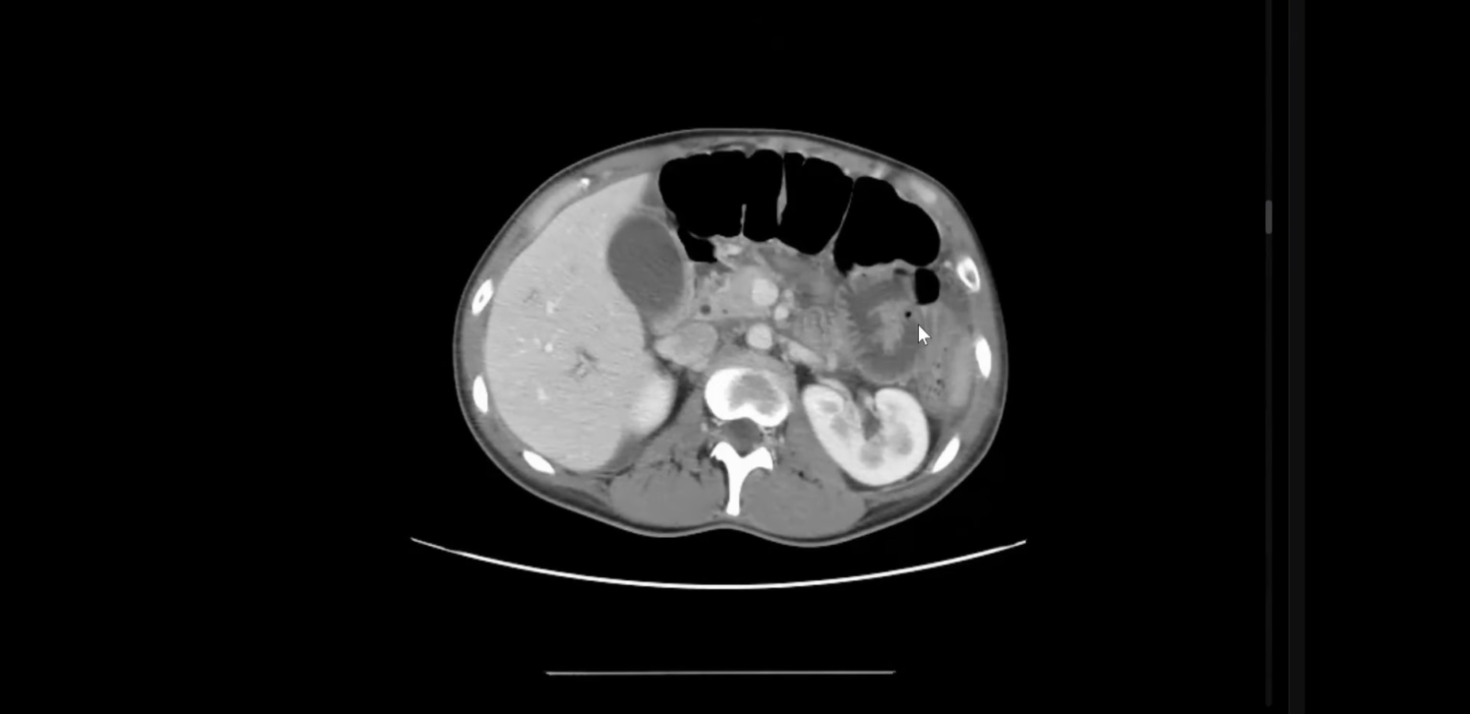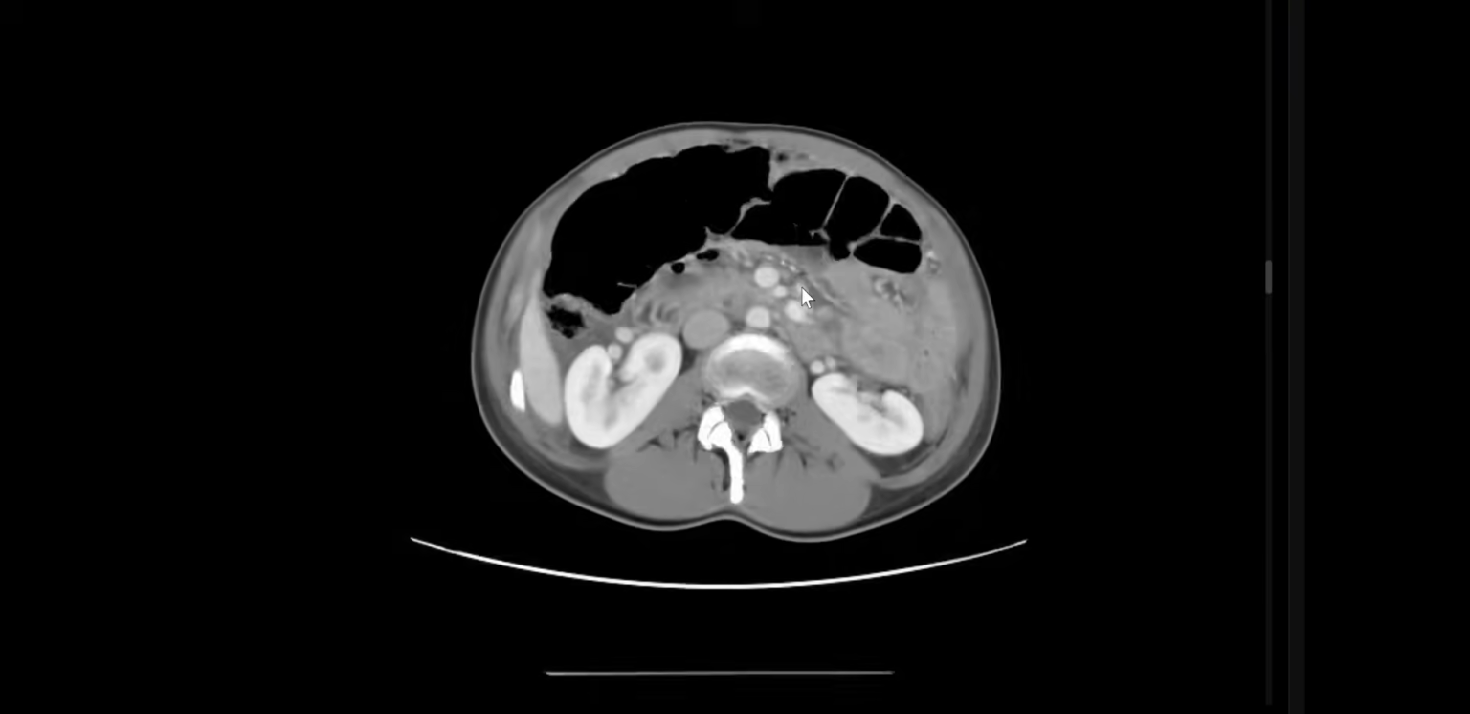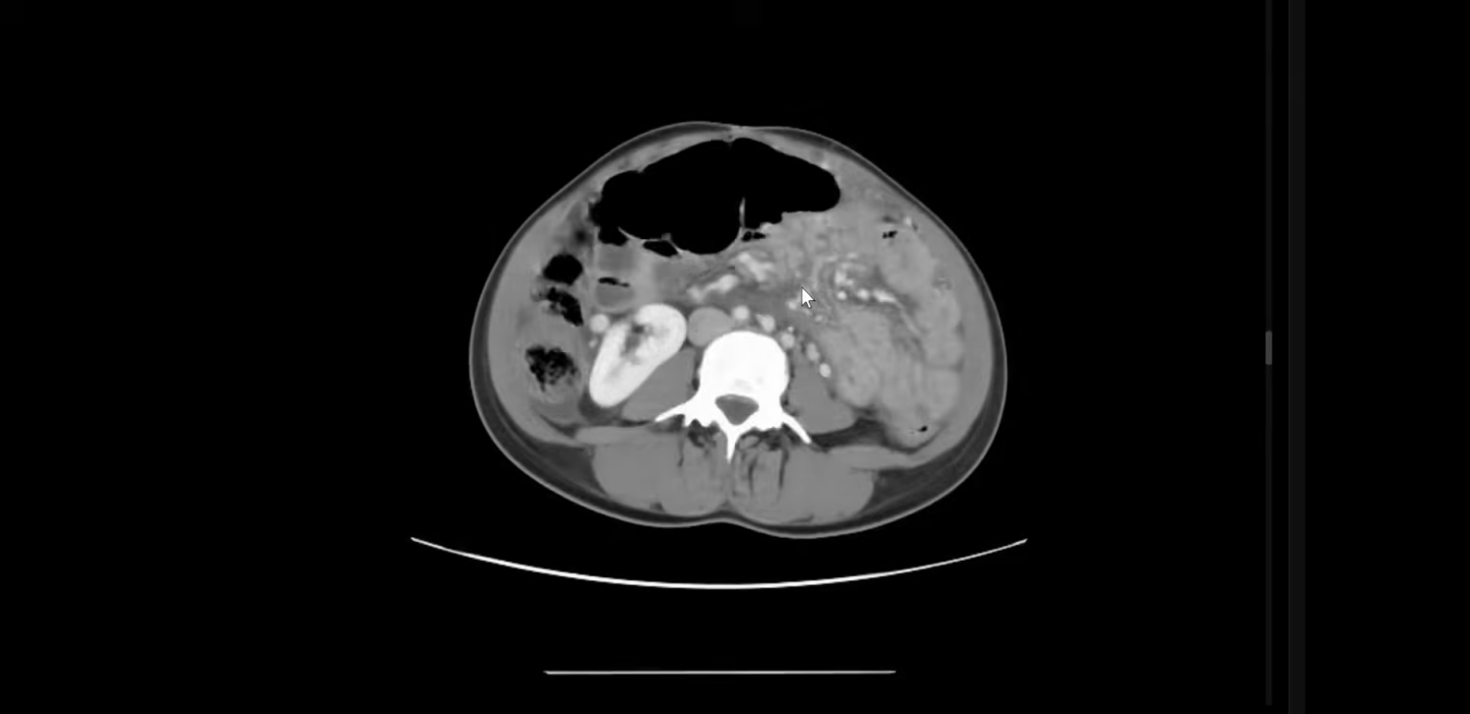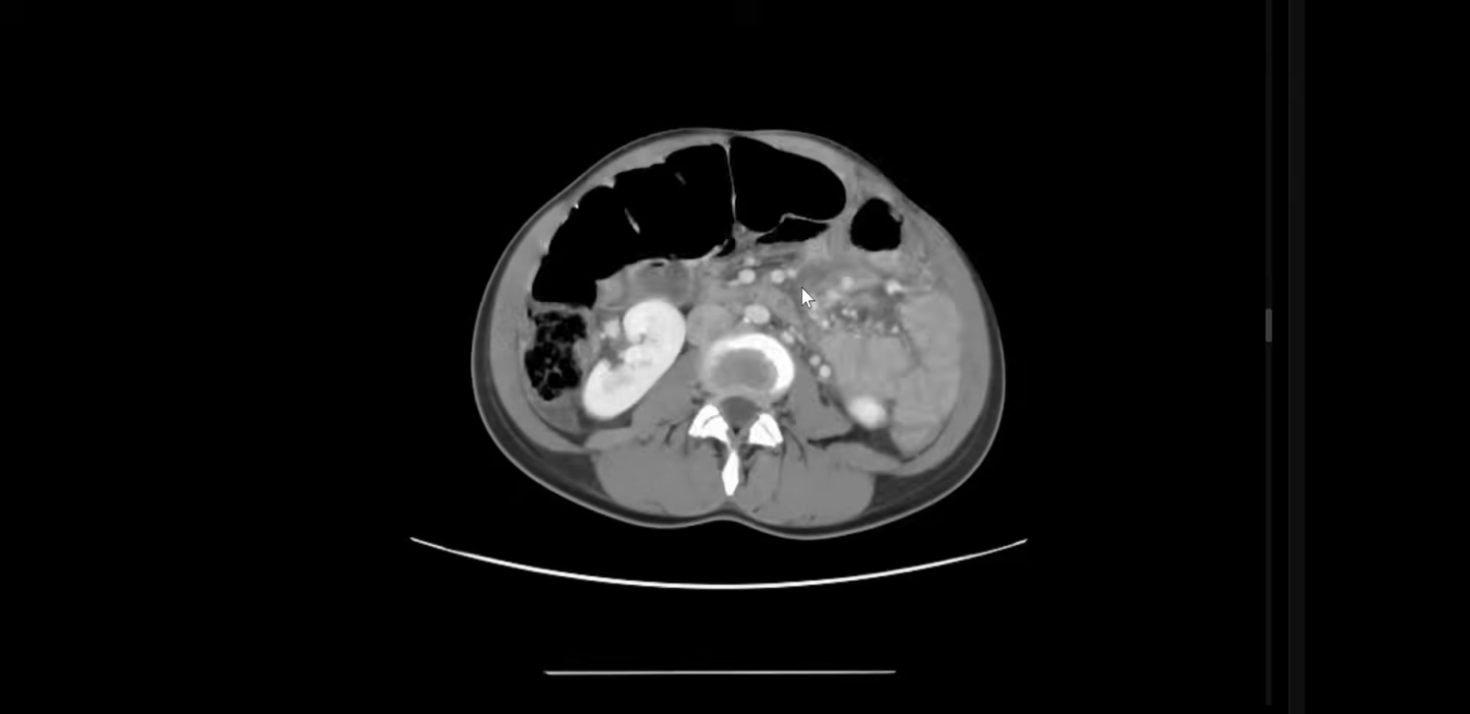There is some lag in the scrolling. I will scroll, I will help. No problem. I can see that both kidneys are showing normal post-contrast enhancement.